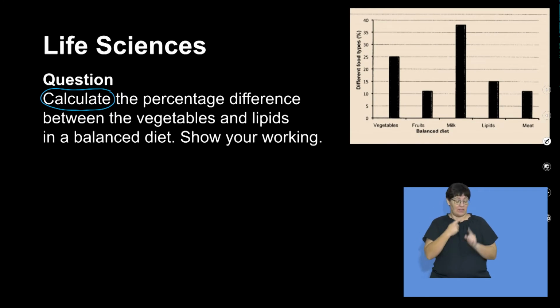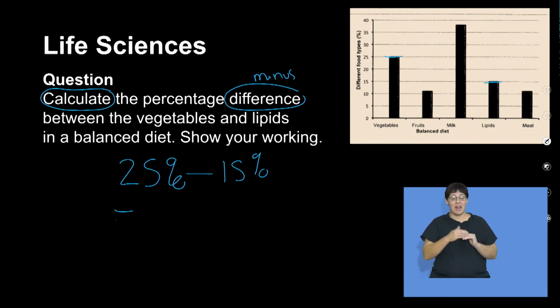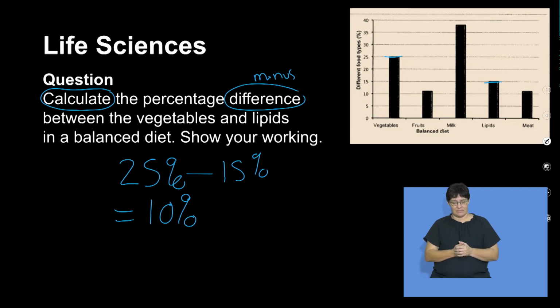So let me go up. Here's my vegetables, and I read it's 25. Then I look at my lipids. What is my lipids? It's 15. Now, difference means minus. So 25% of vegetables minus 15% of my lipids, and if my maths is correct, I should have a 10% difference. No calculator needed here. My graph gave me all the answers that I needed.